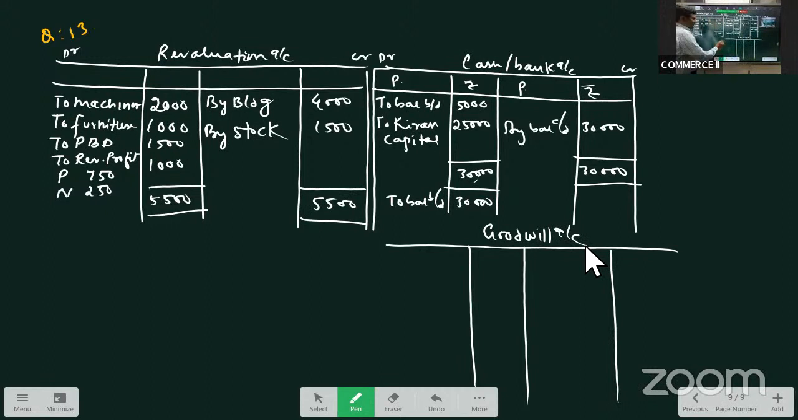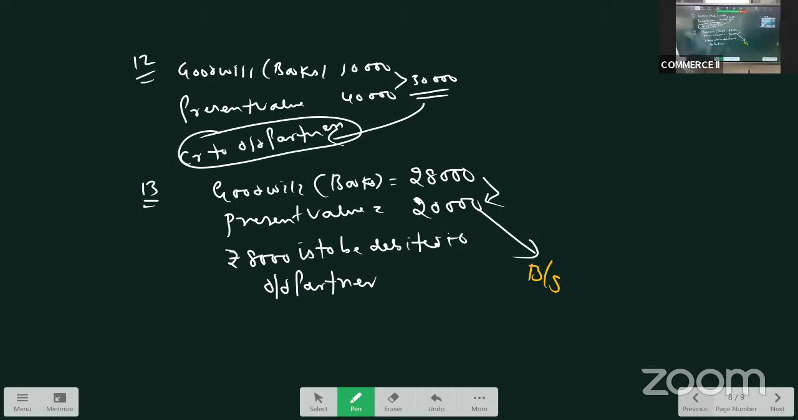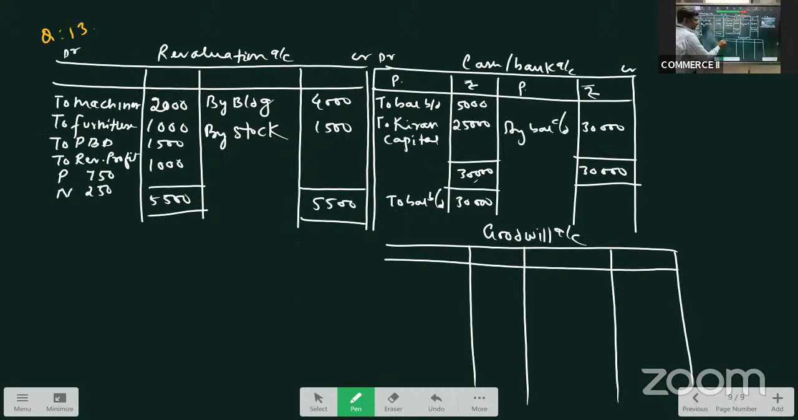Goodwill account opening balance is given. What is the opening balance given? Goodwill already appearing in the books. We have to take it on the debit side of the goodwill account. How much is it? 28,000. So take to balance brought down 28,000. But the value has now come down to 20,000.